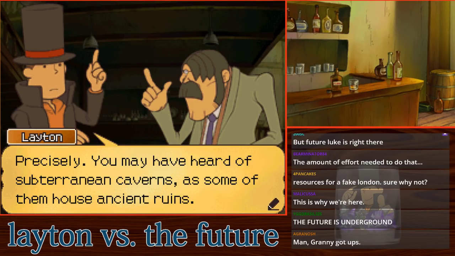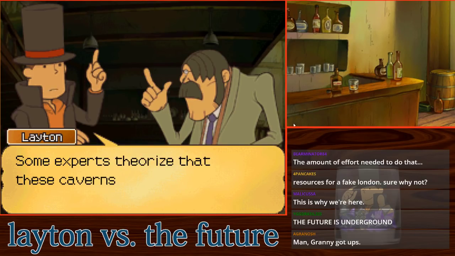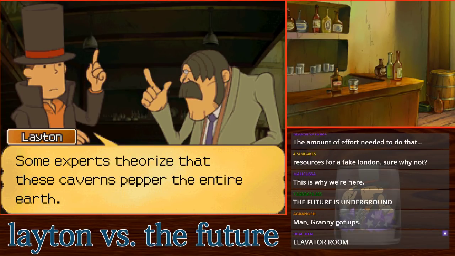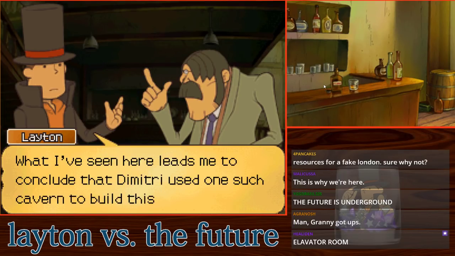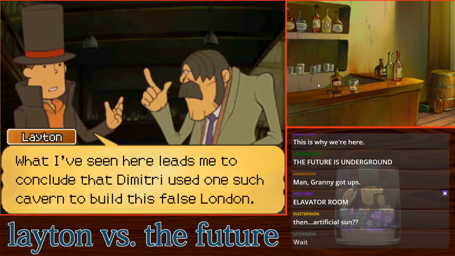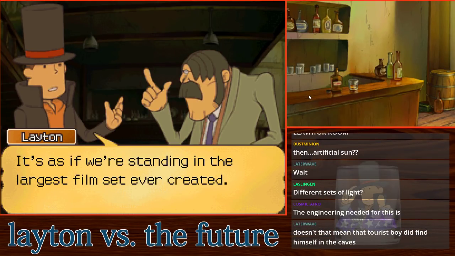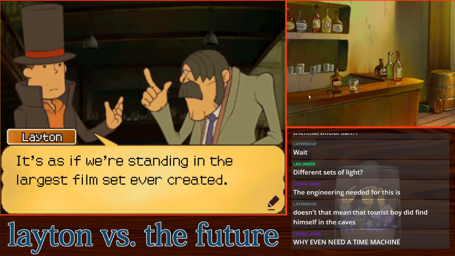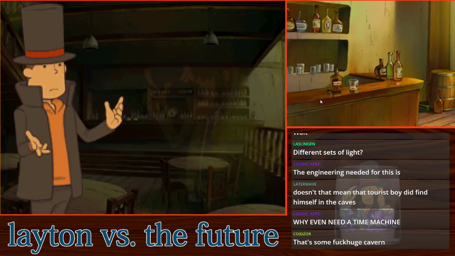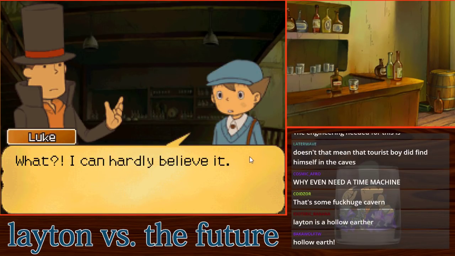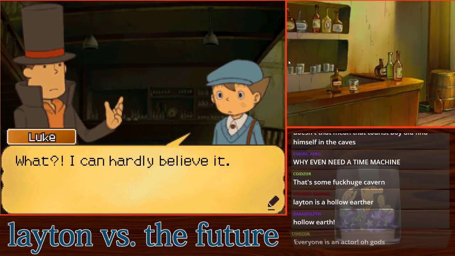How do they simulate daytime and nighttime? Some experts theorize that these caverns pepper the entire Earth. What I've seen here leads me to conclude that Dimitri used one such cavern to build this false London. Surely someone would try and walk out of London and notice that they hit a wall. That they hit the Truman Show-esque wall at the edge of the Thames. It's as if we're standing in the largest film set ever created. Guys, you have to believe me, the Earth is hollow and it's full of sets to make us believe we've traveled through time!